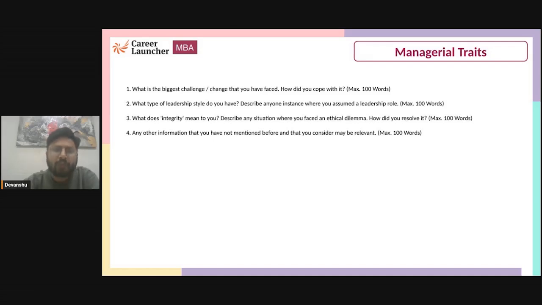Okay. Then what type of leadership style do you have? Describe any one instance where you assumed a leadership role. So what type of leadership style do you have? Just explain how do you lead a particular group of people, or how do you like to lead a particular group of people, and give some examples. In the second part of the question, they have mentioned the same thing, that you have to describe any instance where you have assumed a leadership role.